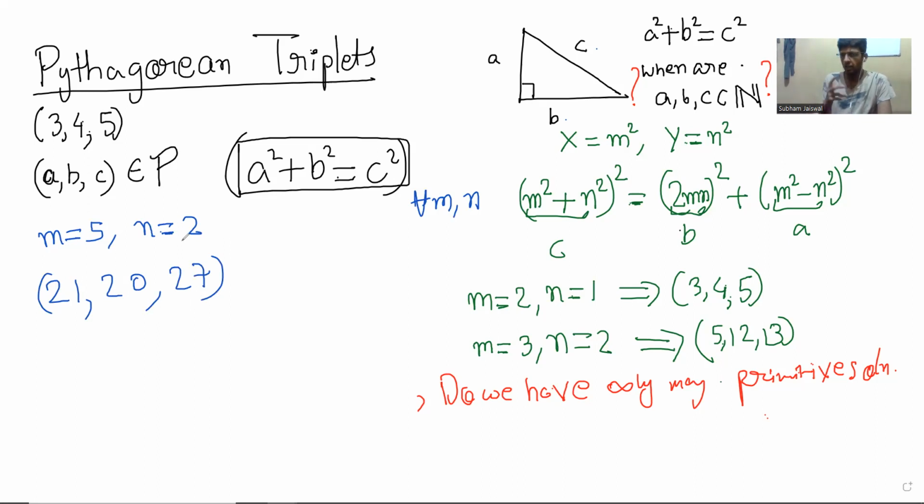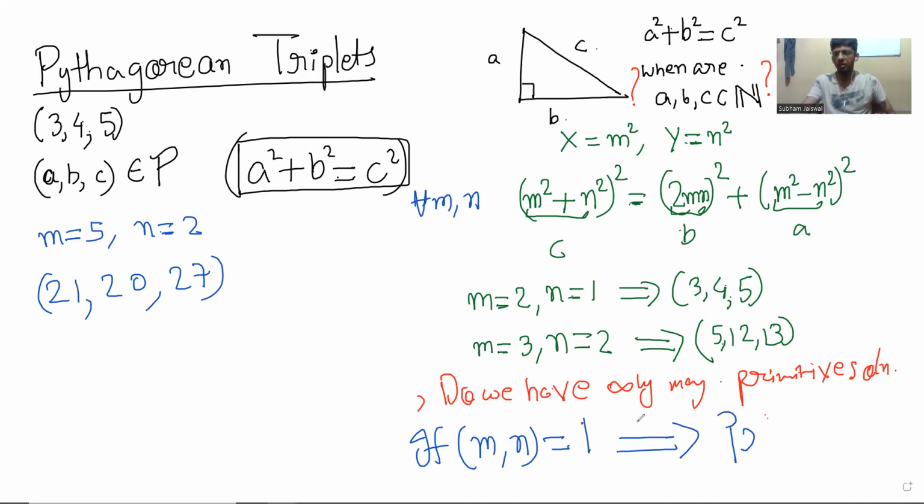So the point is that you can choose any M and N, and you get solutions. Is this solution primitive? If GCD of M and N is 1, then is that when we get primitive? That's the question. If GCD of M and N is 1, does that imply primitive? We'll put a question mark. Aparna, do you see whether this solution is primitive?